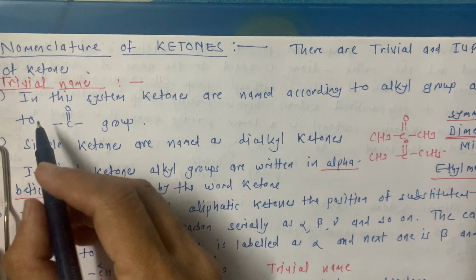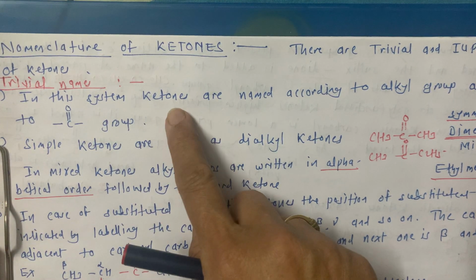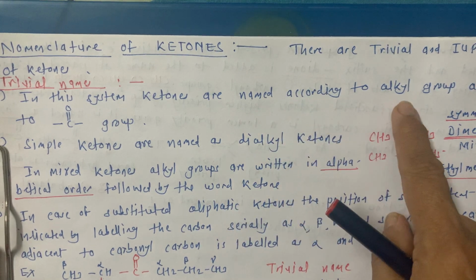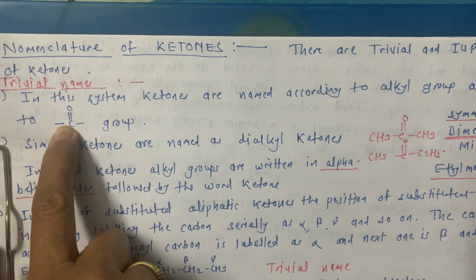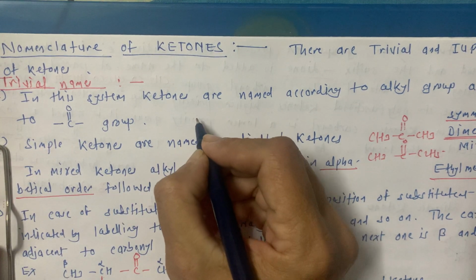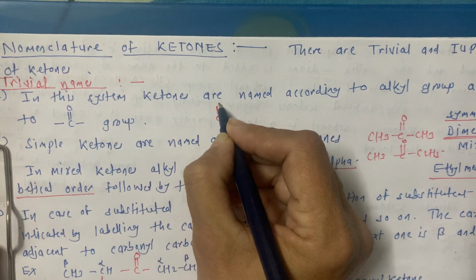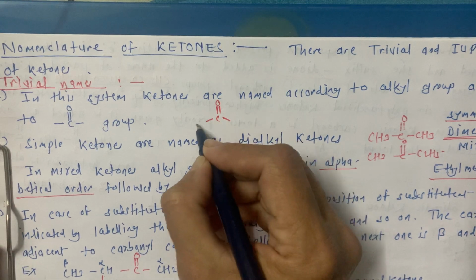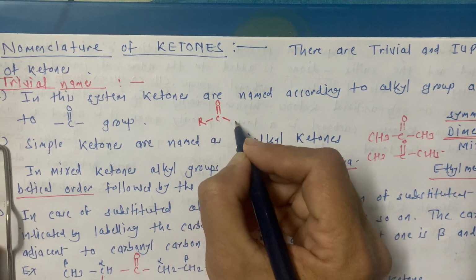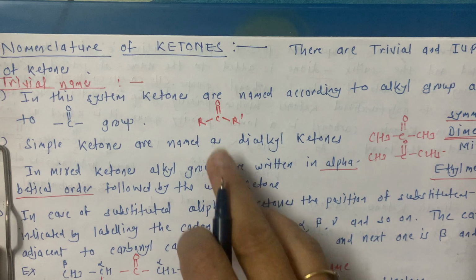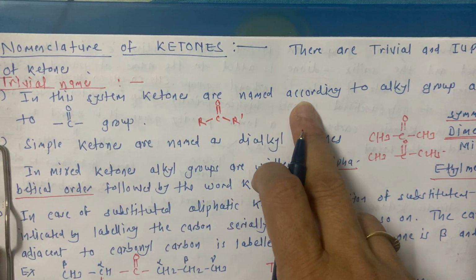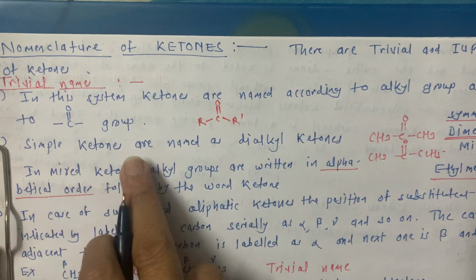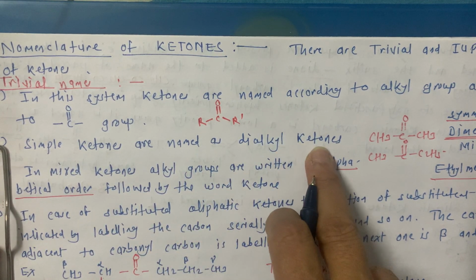Now here, what is this? In this system, ketones are named according to the alkyl groups attached to the carbonyl group. Okay, alkyl groups. See, this is our carbonyl group and alkyl groups are attached here, R and R dash. So based upon this R and R dash, we have to give the name. Okay, simple ketones are named as dialkyl ketones.